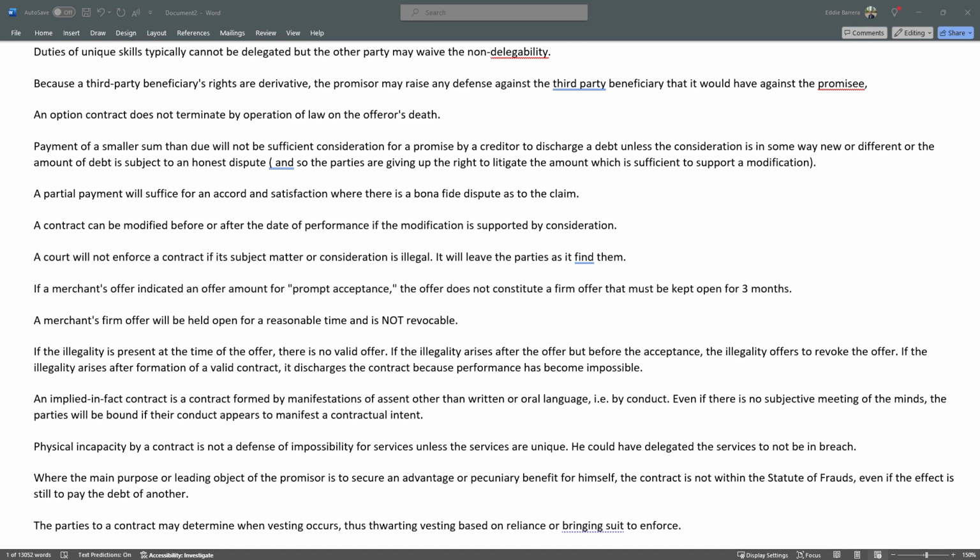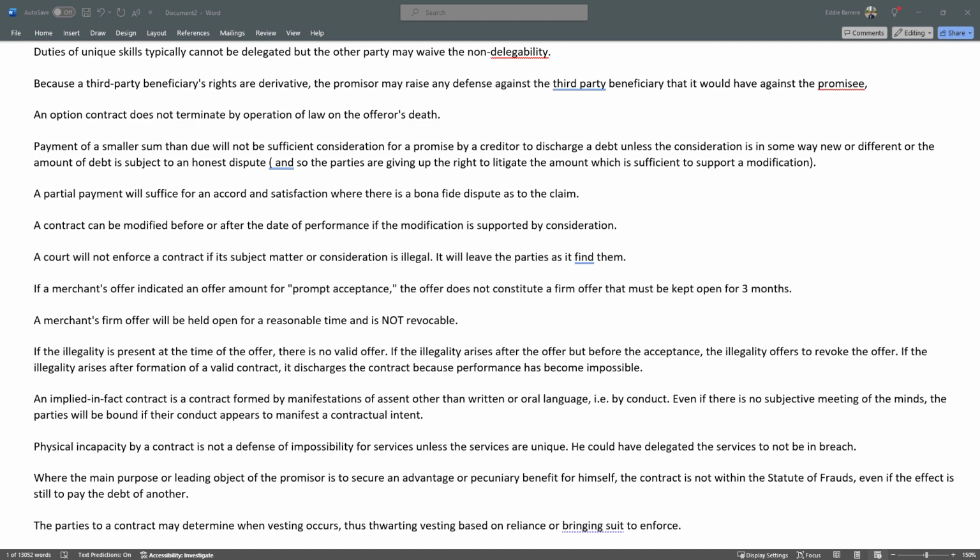Payment of a smaller sum than due will not be sufficient consideration for a promise by a creditor to discharge a debt unless the consideration is in some way new or different or the amount of debt is subject to an honest dispute. And so the parties are giving up the right to litigate the amount, which is sufficient to support a modification. A partial payment will suffice for an accord and satisfaction where there is a bona fide dispute as to the claim. A contract can be modified before or after the date of performance if the modification is supported by consideration.